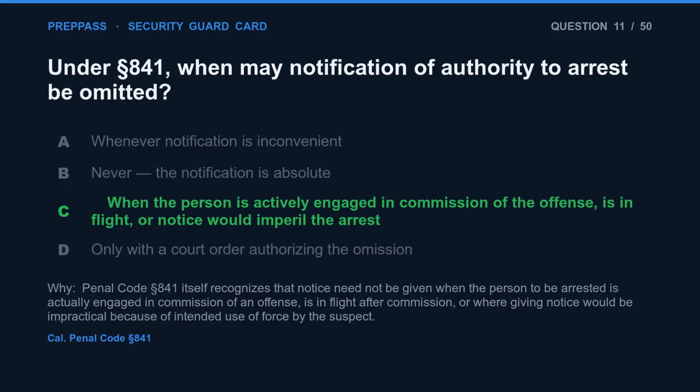The correct answer is C. Penal Code Section 841 itself recognizes that notice need not be given when the person to be arrested is actually engaged in commission of an offense, is in flight after commission, or where giving notice would be impractical because of intended use of force by the suspect.